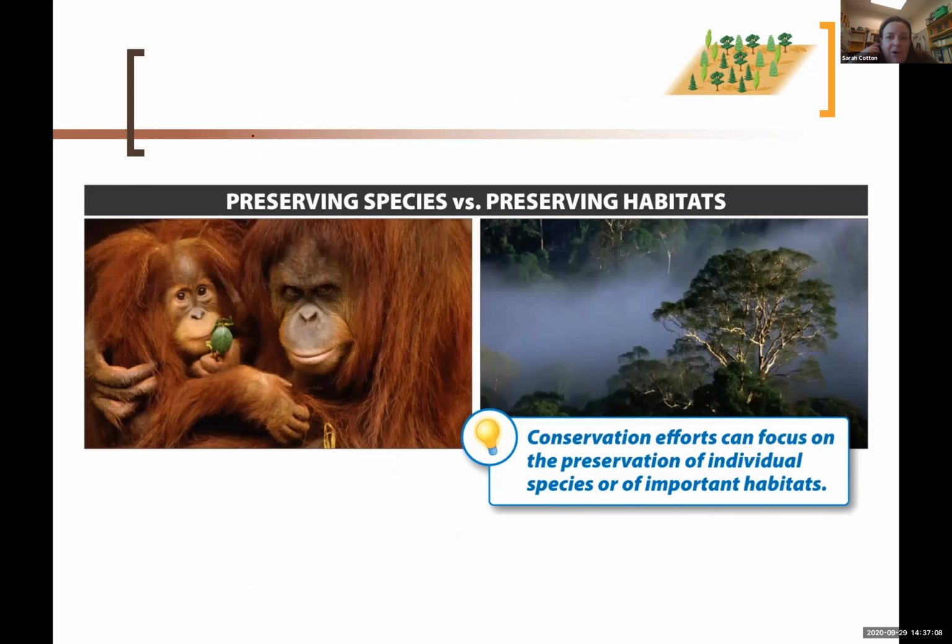So the first thing I want to talk about for an issue of conservation is whether or not, what should our focus be? Should our focus be on preserving species or preserving habitats? Okay. And this is a really interesting conversation.